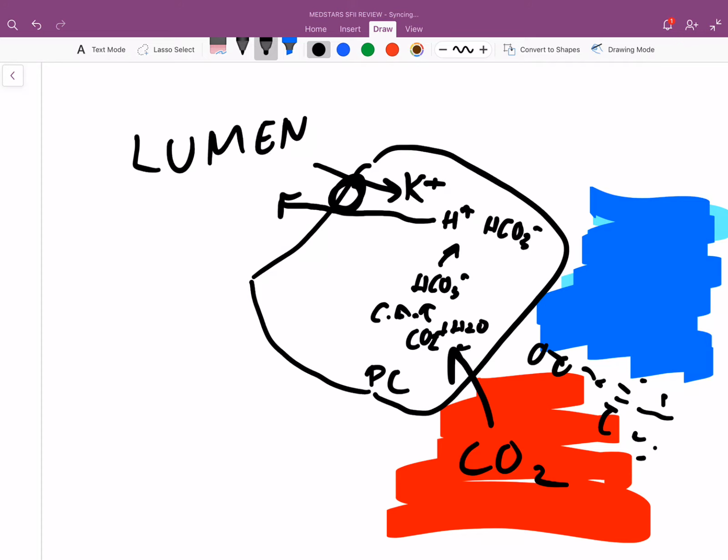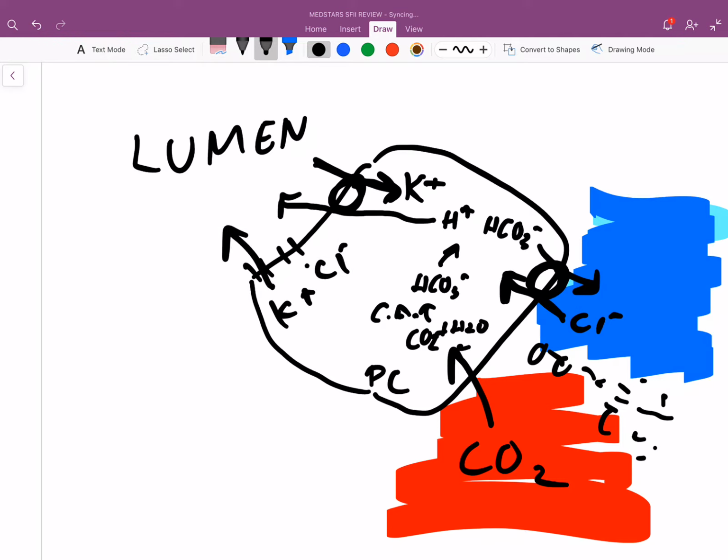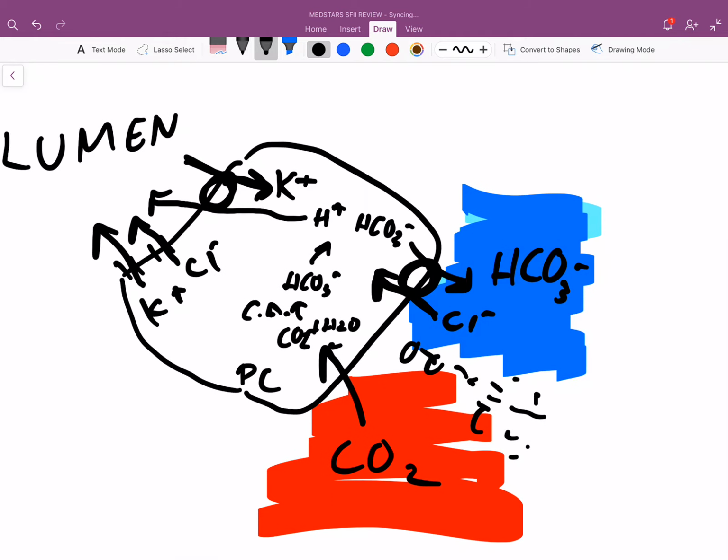What happens to the bicarb? The bicarb leaves through an antiporter as well. When the bicarb leaves, chloride ion enters. So what happens to this chloride ion that's entering, and this potassium ion that's entering? Well, they both have channels that are always open, so they both leave together. And what is this bicarb going to do? The bicarb is going to increase the pH, which is going to make your blood more alkaline over here.